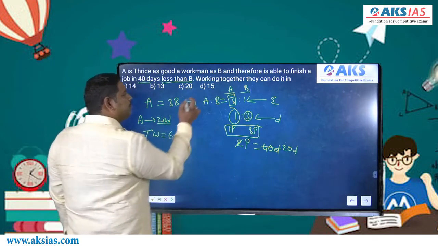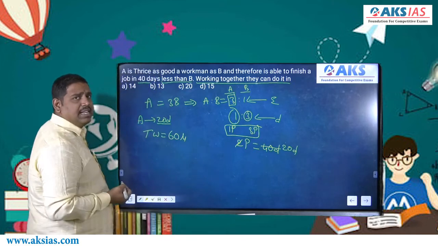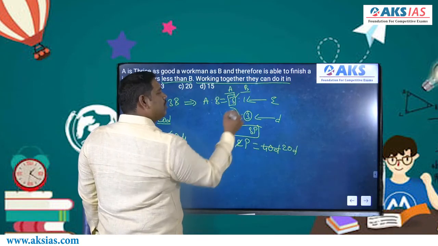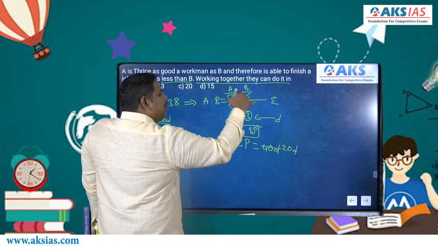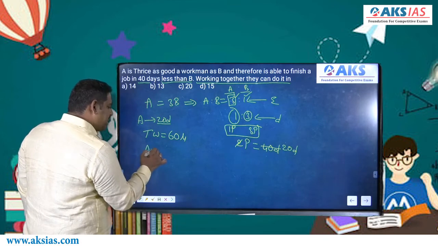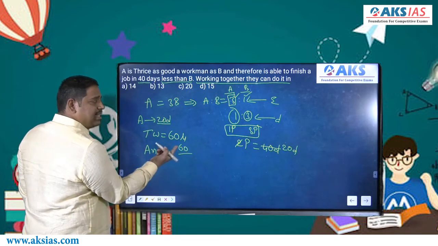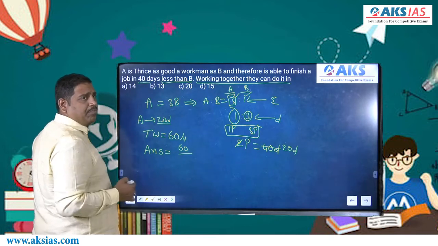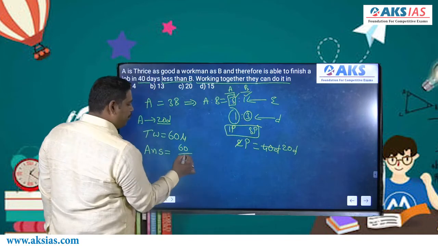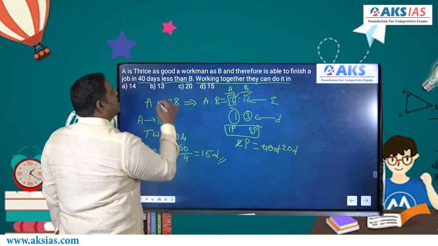Now, what is being asked is, working together, they can do it in how many days. Working together means A is doing 3 units of work, B is doing 1 unit of work. Together means 4 units of work is completing, right? So if you want the number of days, how many units you have to work out, that is 60, divided by per day how many units? Not A, not B, together 3 plus 1, so 4. So 60 by 4, how many days are required? 15 days are required.